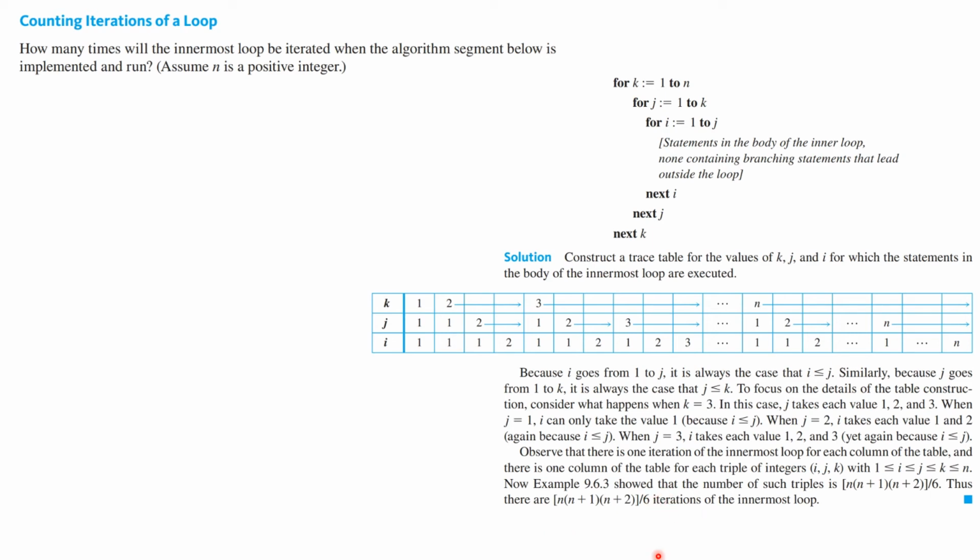But that's the same thing as saying one column of the table for each triple of integers i, j, k, where i is greater than or equal to 1, less than or equal to j, less than or equal to k, less than or equal to n. So this is the same number that we had before. It's going to be n times n plus 1 times n plus 2 all over 6.